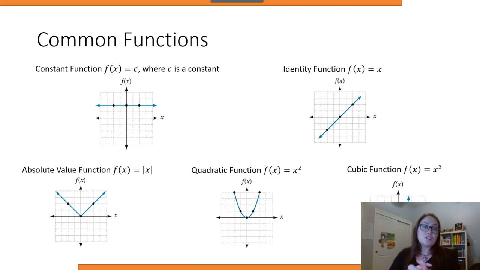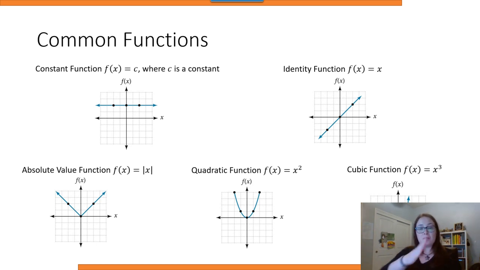First one is the constant function. It is just a horizontal line. It's f of x equals just a number. The identity function is a line that's at a 45-degree angle. F of x equals x. And we have the absolute value function, which is this nice V shape.